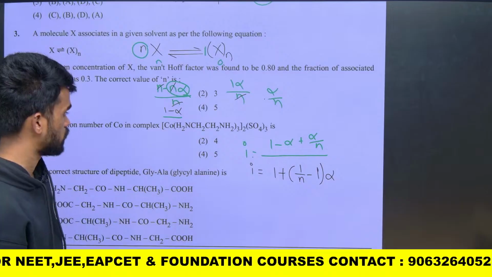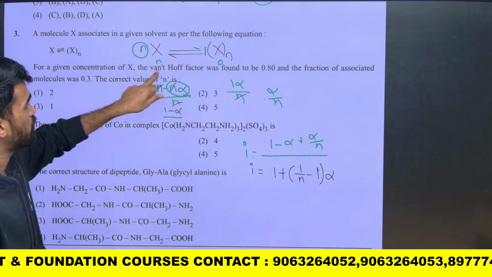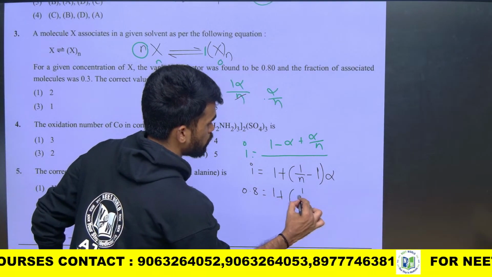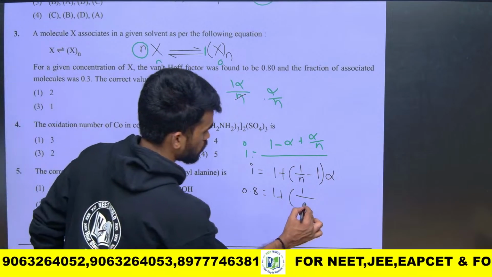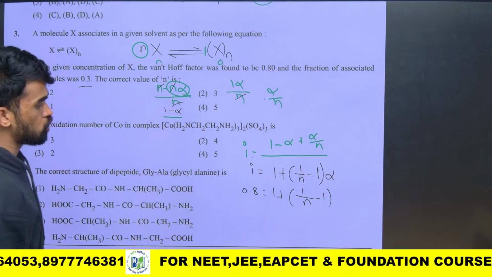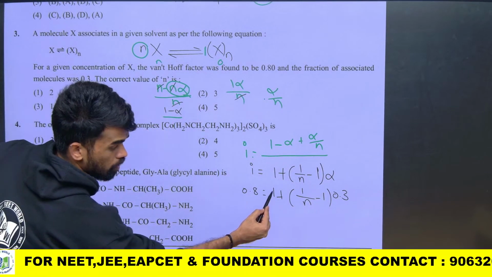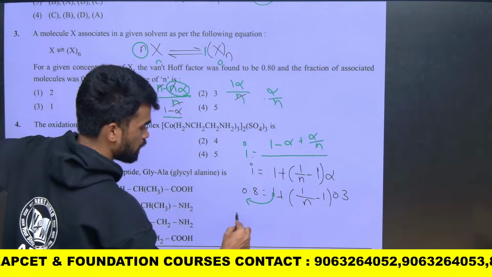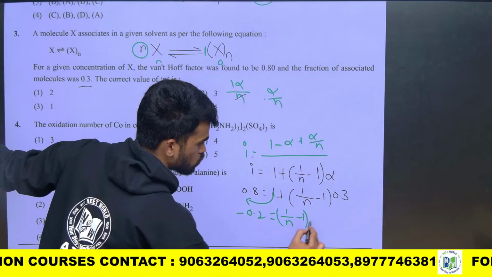Okay, now look into the question here once again. What have they given? For the given substance, Van 't Hoff factor is found to be 0.8. Okay, and 1 plus 1 by n. What n value did they mention? We need to find the value of n only. Okay, minus 1. What is alpha? They mentioned the fraction of associated molecules was 0.3. So alpha is 0.3. Done. We are done with the question. See, if I send this 1 here, it will become 1 minus 1 plus 0.8, that will be minus 0.2, which equals 1 by n minus 1 into 0.3.